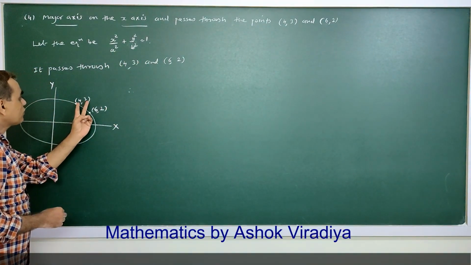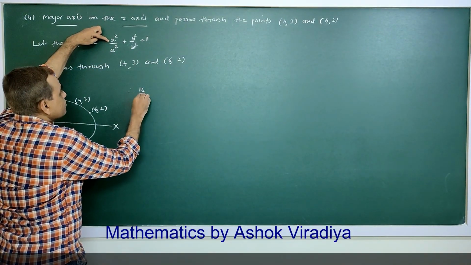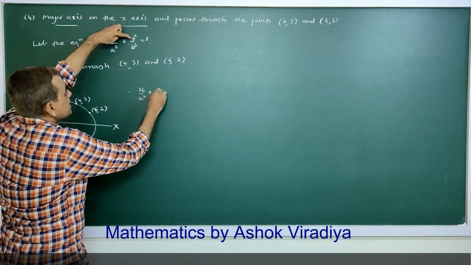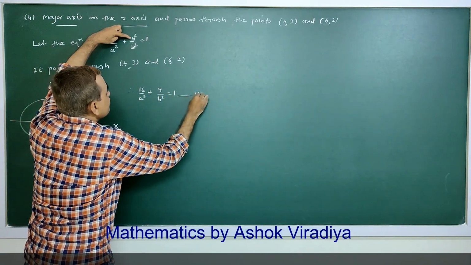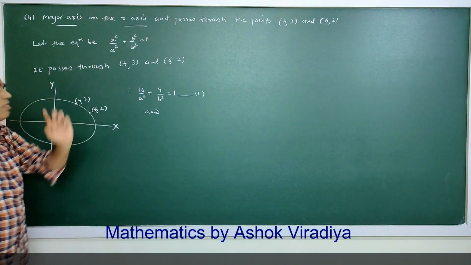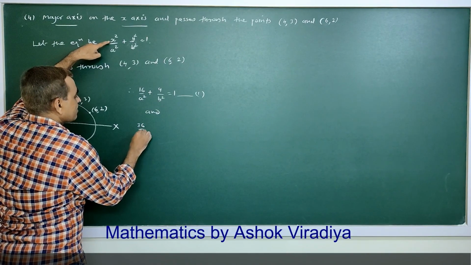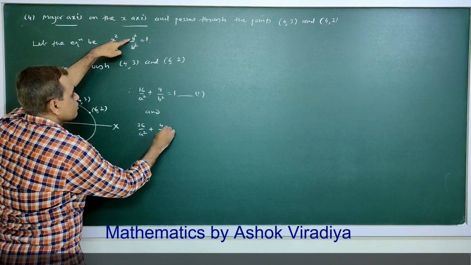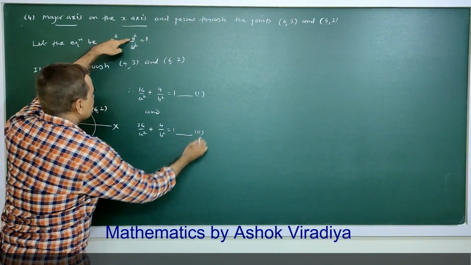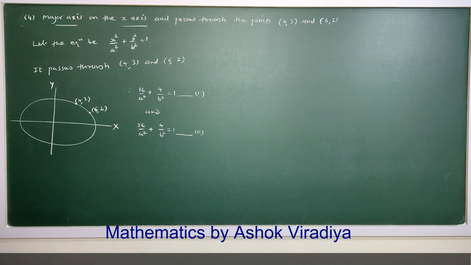Therefore 4, 3, putting in this equation, putting here x equal to 4, so 4 square is 16 by a square, plus put y equal to 3, square is 9 by b square equal to 1. This is equation 1. And putting 6, 2, x equal to 6, so 36 by a square, plus put y equal to 2, so 2 square is 4 by b square equal to 1. This is equation 2. Now we solve these equations.